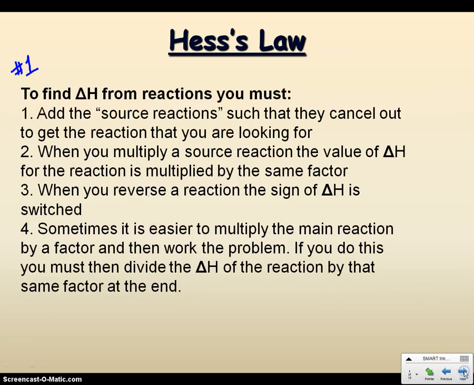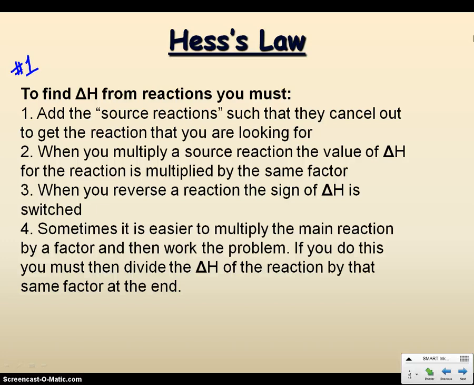So we're going to take the source reactions, and we're going to set them up so they cancel, kind of like a systems of equations mentality. If I multiply a source reaction, the value of the delta H for the reaction is also multiplied. And we'll do an example so you see that in action. When I reverse a reaction, then the delta H sign is also switched. We will have to give you values for delta H for these source reactions, so don't worry about having to find those numbers.